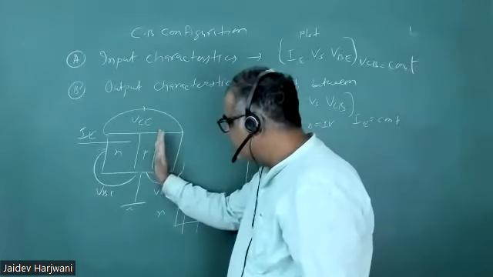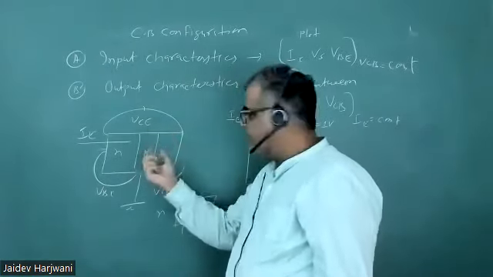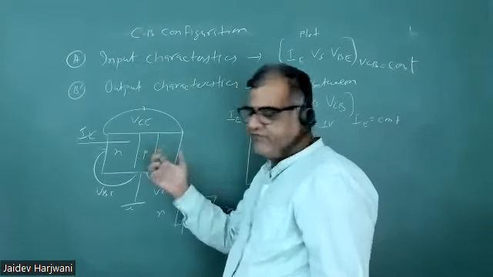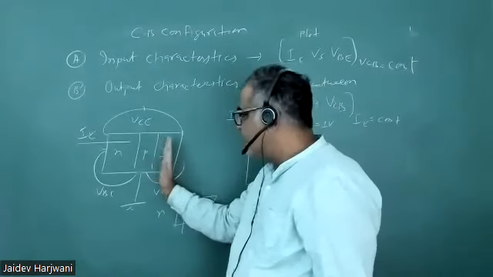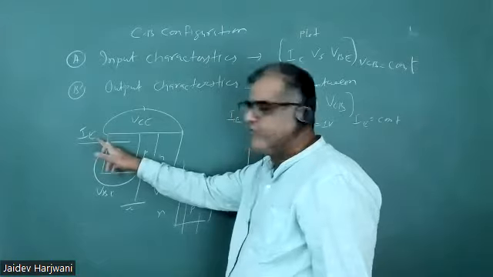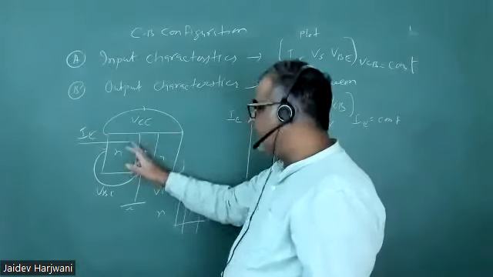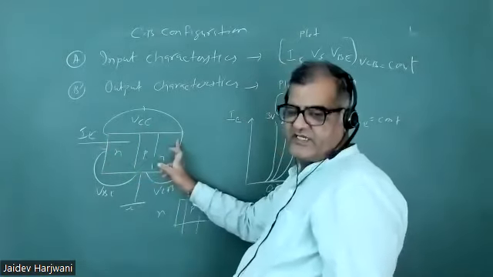If this base width becomes smaller, here there is an electric field in the depletion layer. As soon as electrons reach there, they will be captured by the battery. So if this width decreases, automatically the probability of recombination decreases, so your IC increases, and more and more IE reaches here.